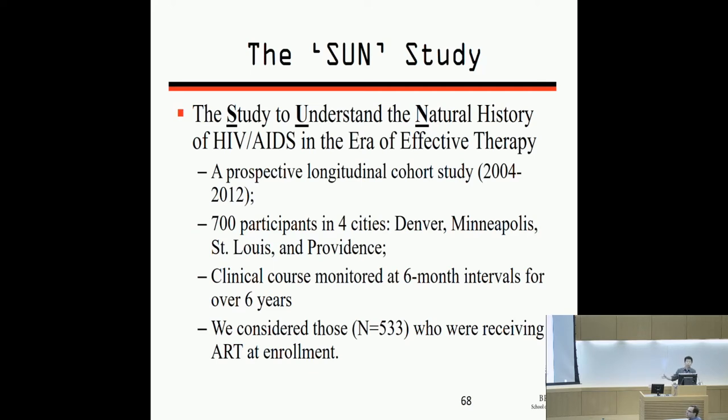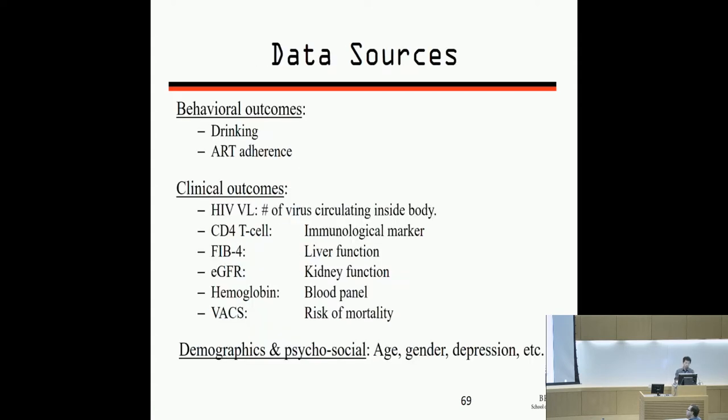So this is a longitudinal study. And we'll focus only on those who received ART at the study enrollment. So these are two behavioral outcomes. One is drinking. We think of drinking as exposure. And we just assume that this drinking can be manipulated. This may not be a correct assumption, but let's say this can be changed, or among certain subpopulations can be changed by some intervention. And the other is the behavior of ART adherence.